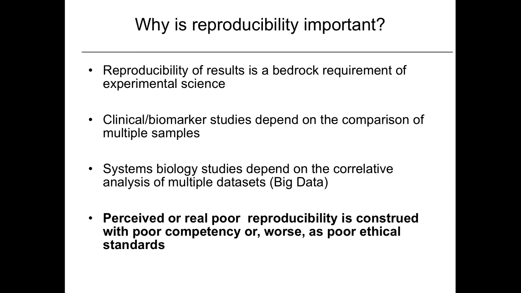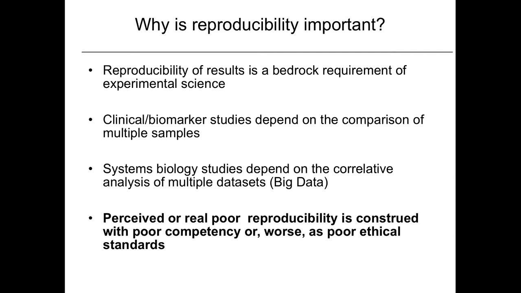Okay, so why is it important to have reproducible research results? Of course, this is the bedrock of experimental science. We believe that if one group is doing an experiment and another group is doing the same experiment, as well controlled as possible, they should come up with the same result. If that is not the case, then either someone screwed up or there is something happening that we don't understand.